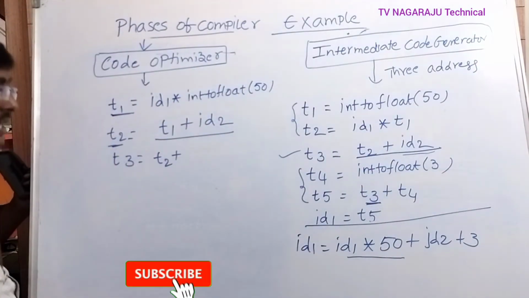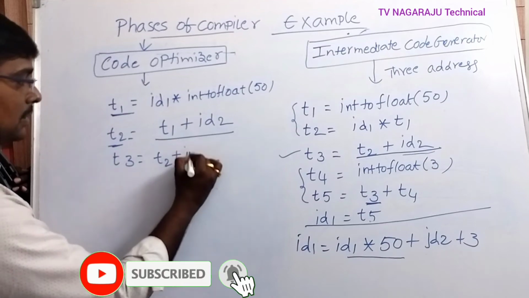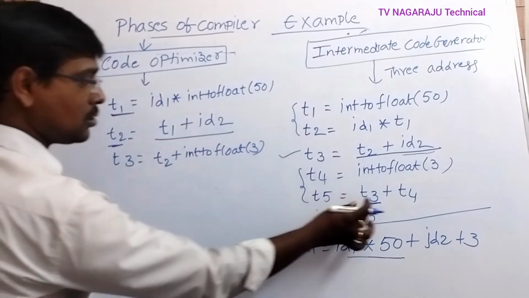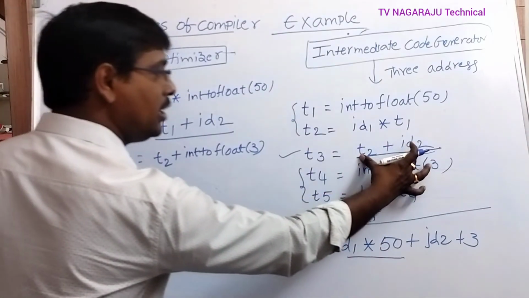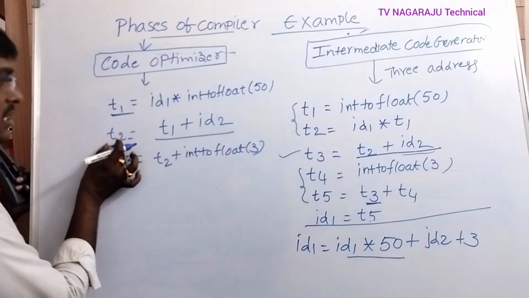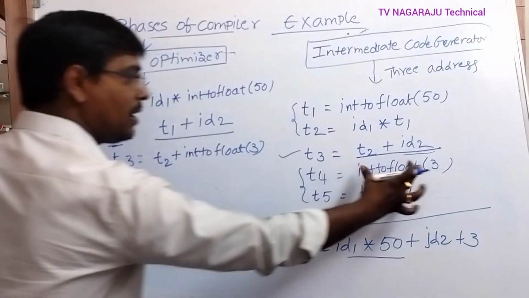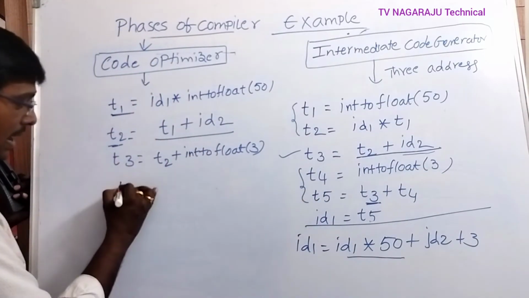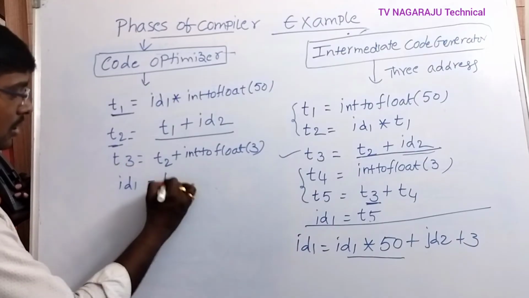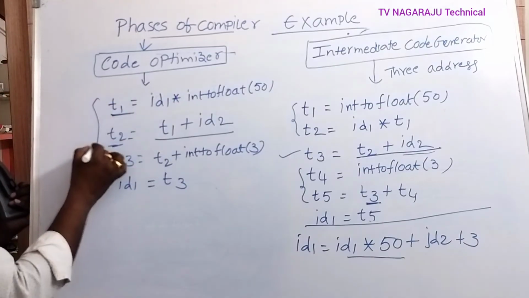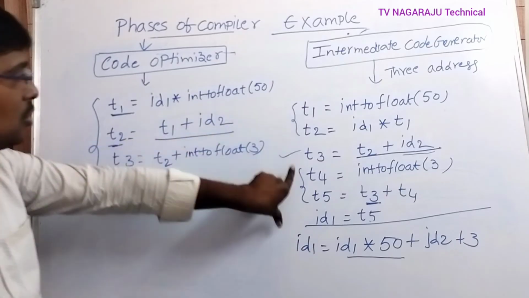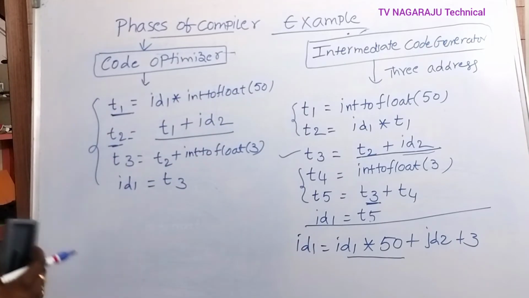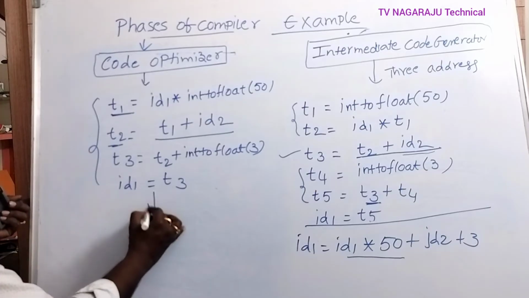Simply I am reducing the code. T2 plus into 2 float of 3. So T3 value here is T2 plus I2. Here is this simply T2. T4 value is into 2 float. Here also into 2 float. Finally, ID1 is equal to T3. Observe, the number of instructions are reduced. Instead of writing multiple number of instructions, we are reducing the number of instructions.